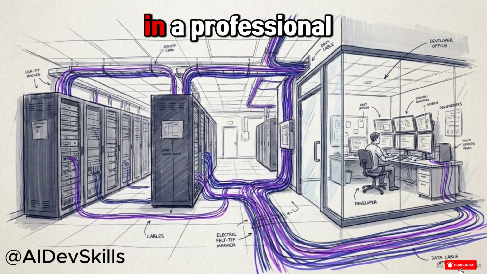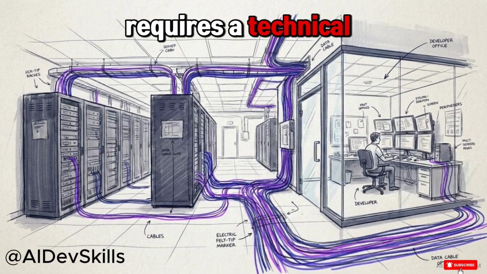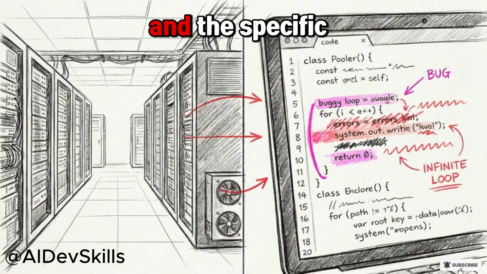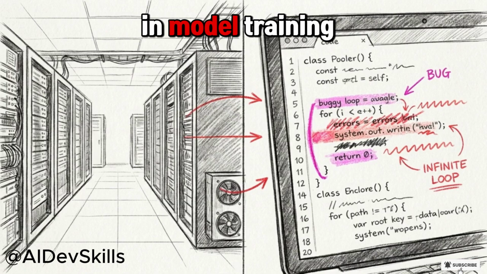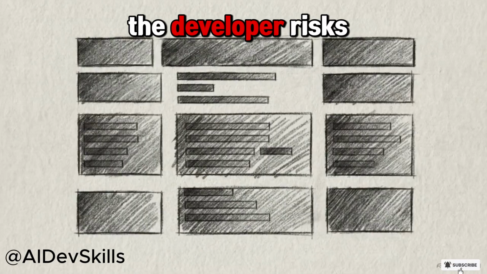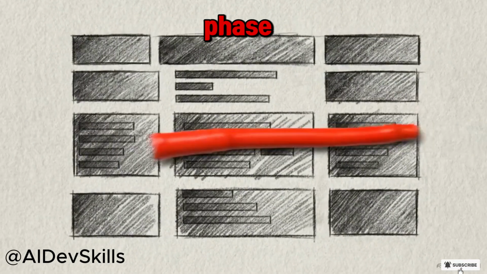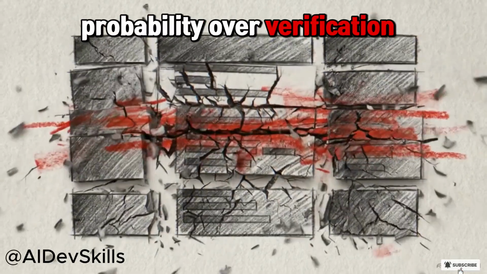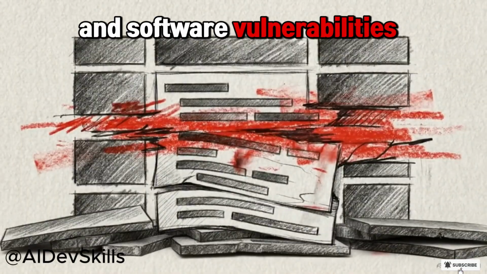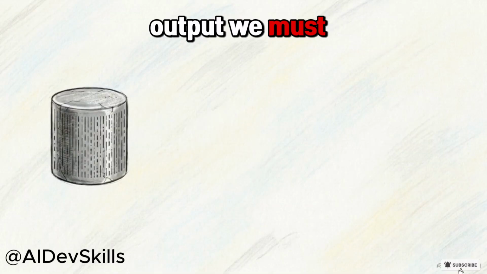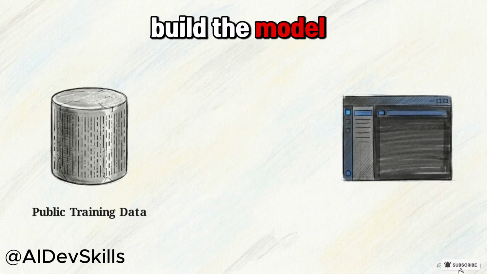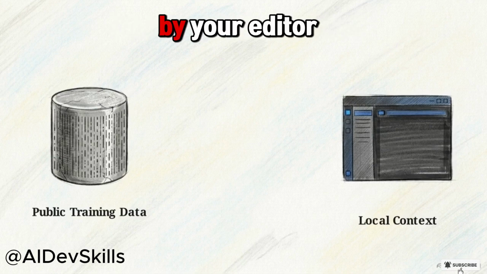Implementing this technology in a professional environment requires a technical grasp of the inference pipeline, the strict boundaries of enterprise data retention, and the specific security biases inherent in model training. When statistical guesses are accepted as absolute truth, the developer risks bypassing the review phase. This reliance on probability over verification creates the specific conditions for data leaks and software vulnerabilities. To master the output, we must separate two distinct datasets: the static training data used to build the model, and the dynamic local context provided by your editor.